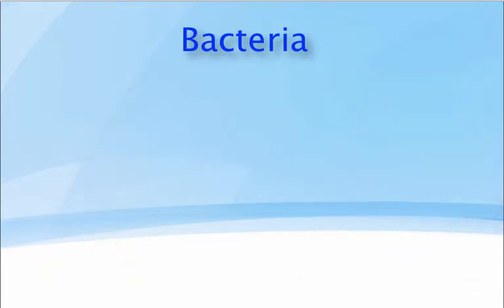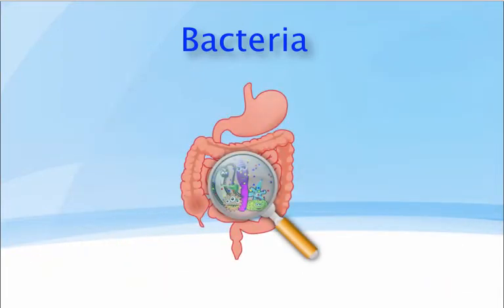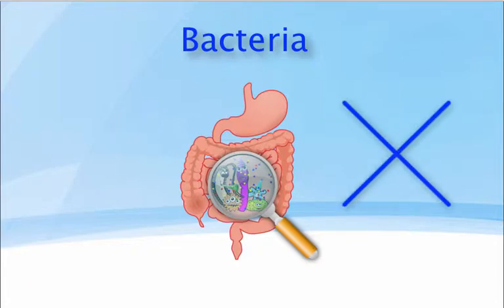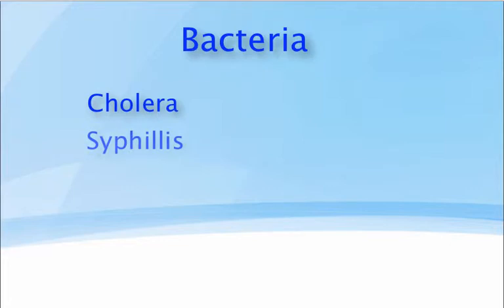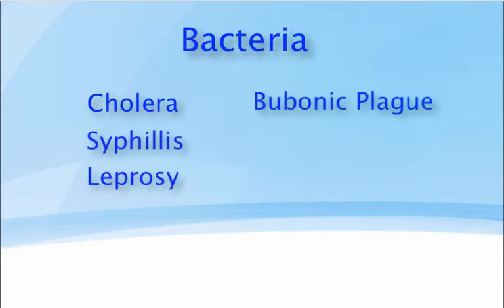There are millions of bacterial cells on and in a normal human being. Most are beneficial and help with processes such as digestion. Some are neither helpful nor harmful, and some have the ability to cause disease. The most common diseases caused by bacteria are cholera, syphilis, leprosy, bubonic plague, tuberculosis, and some types of pneumonia.